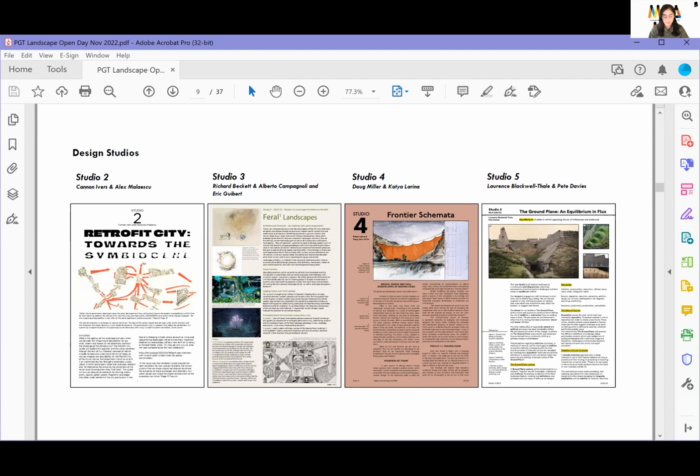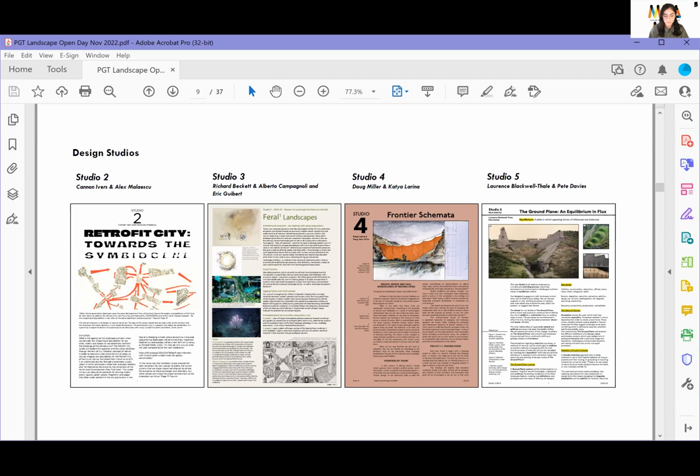And the way that design is structured is through these different studios. So we have this year from studios 2 to 8. The studios each come up with a different brief every year. They're all taught by different people. You can see some of their names and please feel free to look them up.